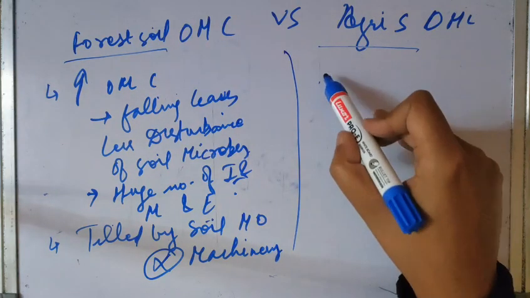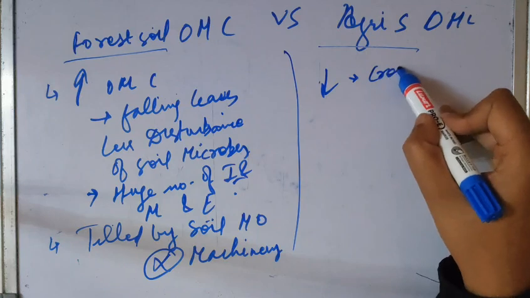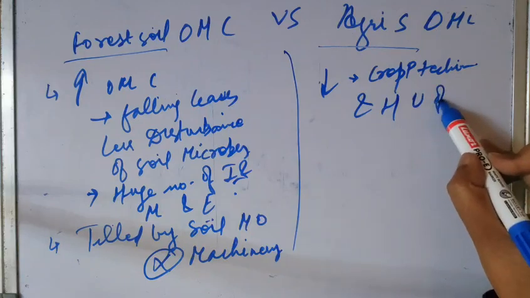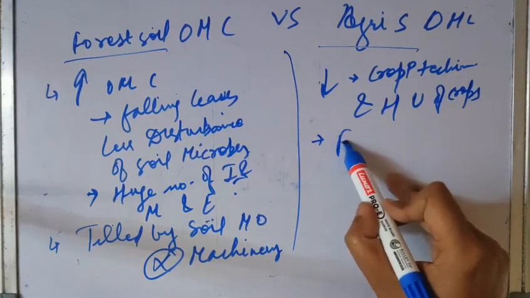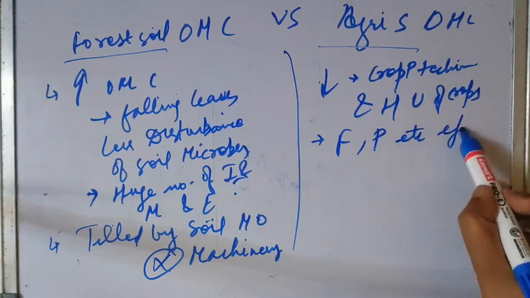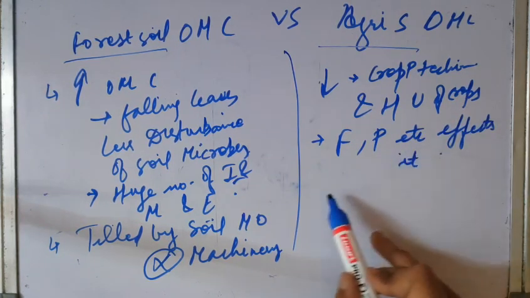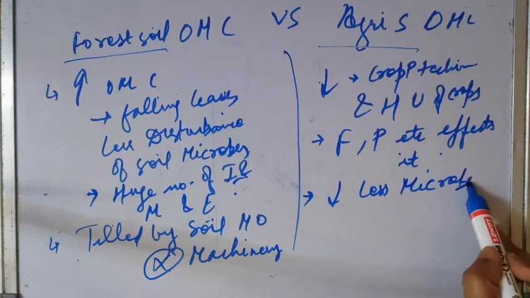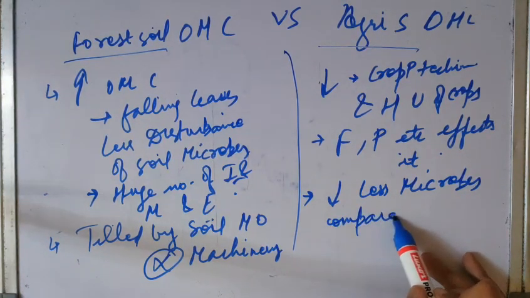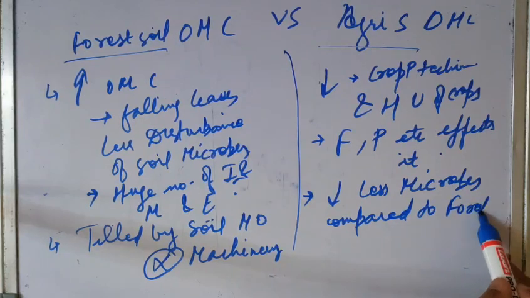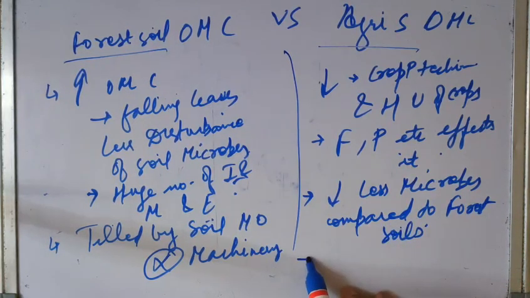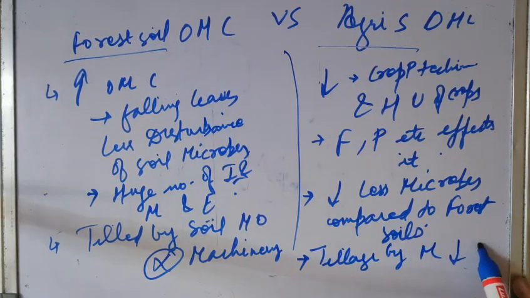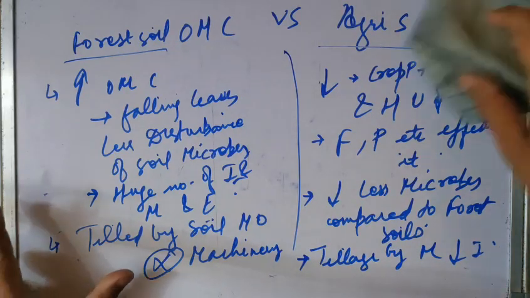Now with agricultural soil, it is less due to crop production techniques and high utilization of crops. Here fertilizers, pesticides, etc. affect it. Fewer soil microbes compared to forest soils. Tillage by machinery reduces insects. So this is the differentiation. Hope you all understand it.